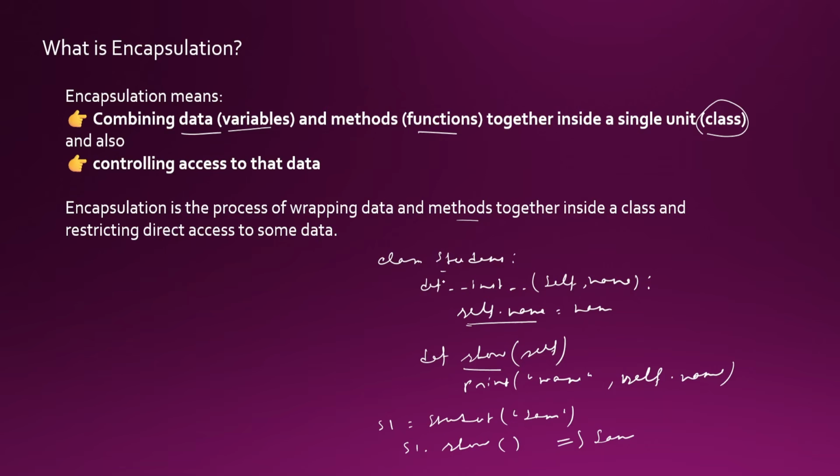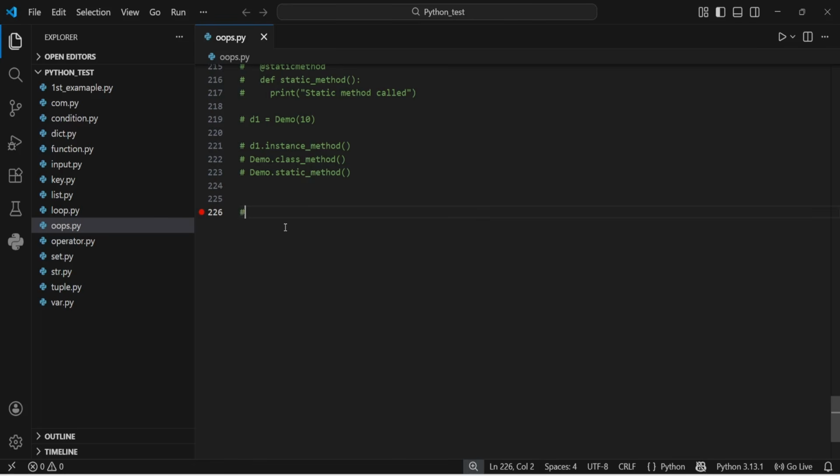So I have included this variable and method all together in a single class, right? We have seen already this type of example in the previous video, right? So this entire process is called encapsulation. Okay, that means wrapping. So this class is wrapping all the variables and all the methods together in a single class. Okay, that is called encapsulation. So this is encapsulation. Okay.